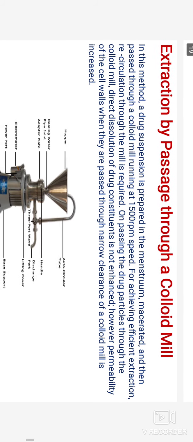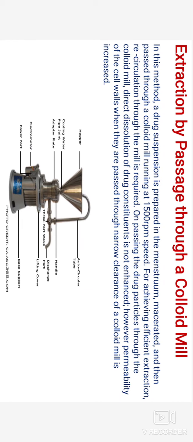Then extraction by passage through a colloid mill. In this method, a drug suspension is prepared in the menstruum, macerated and then passed through a colloid mill running at 1500 rpm speed. For achieving efficient extraction, recirculation through the mill is required. On passing the drug particles through the colloid mill, direct dissolution of drug constituents is not enhanced. However, permeability of the cell walls is increased when they are passed through the narrow clearance of a colloid mill.